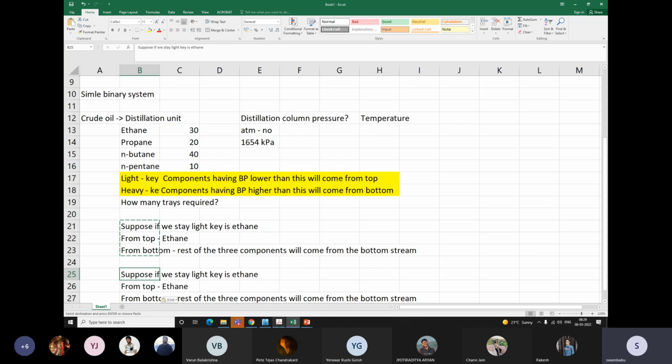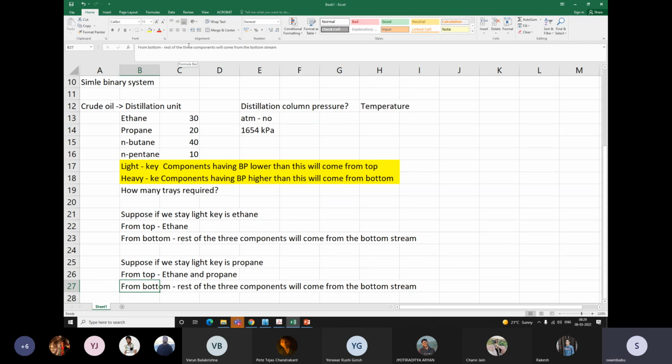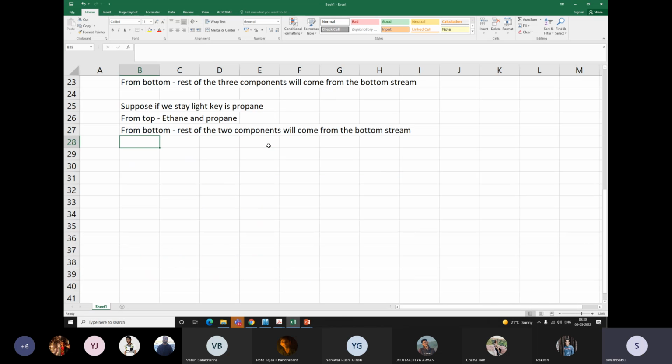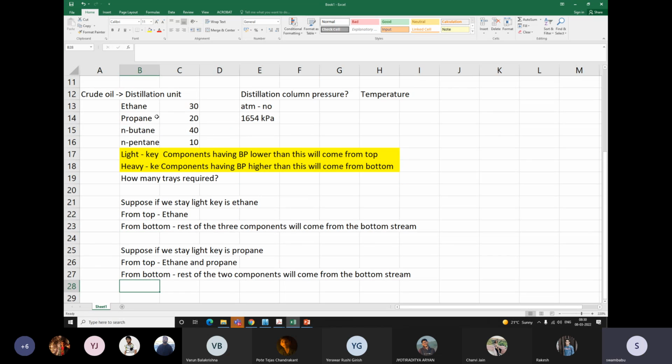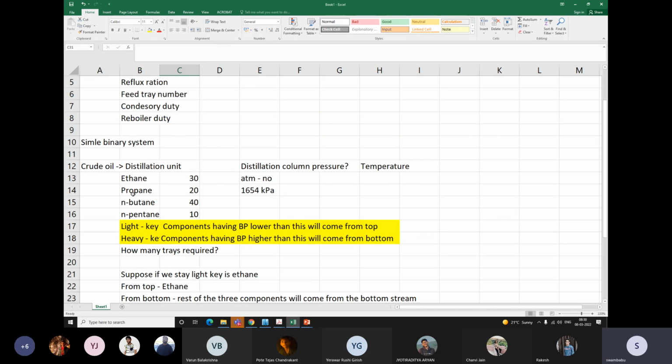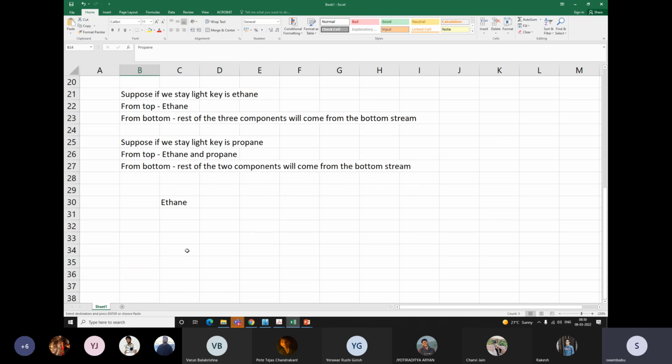Suppose you define light key as propane. From the top, ethane and propane will come predominantly. And from the bottom, the rest of the two components will come, which are butane and pentane. Later on, if you have a multi-component system and I want individual pure components, suppose ethane, I'll just copy paste this, let's say we have 4 components.